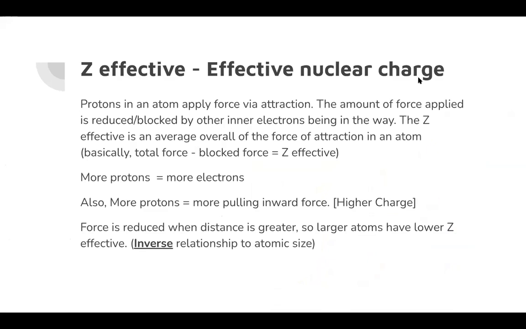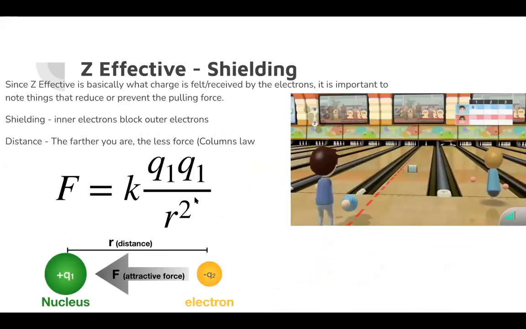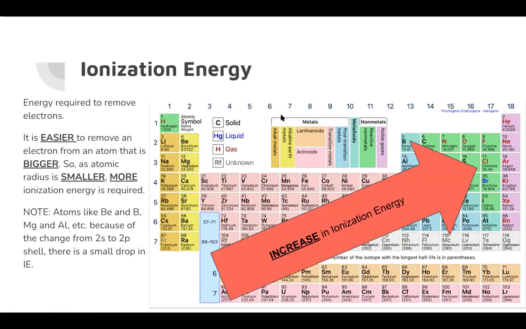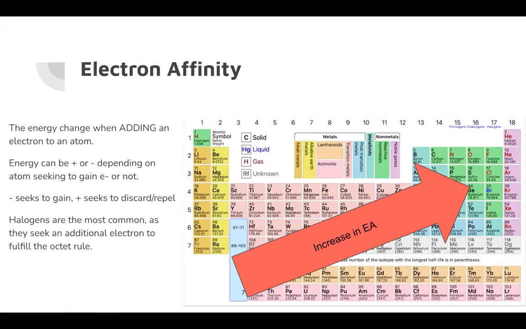And Z effective is the force applied by the nucleus onto the electrons, which can be influenced by the amount of electrons, and it can be influenced by the shielding and the distance from the electrons. Then we have the ionization energy, the energy required to remove an electron. And then lastly, electron affinity, the energy change when adding an electron.